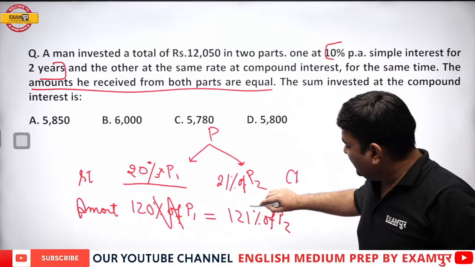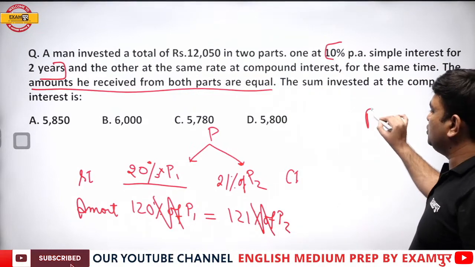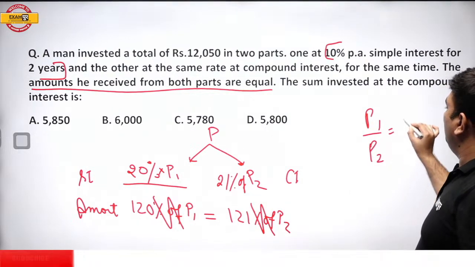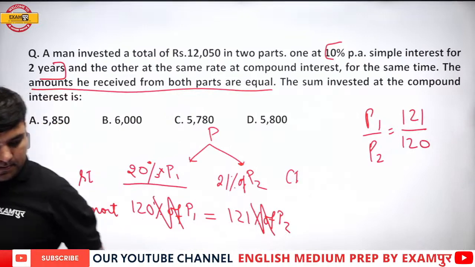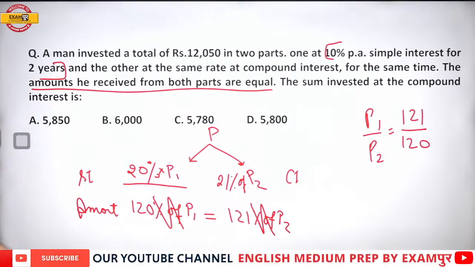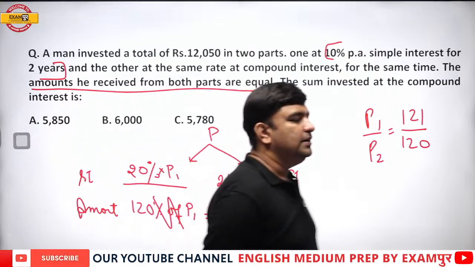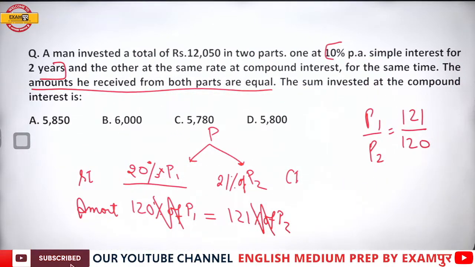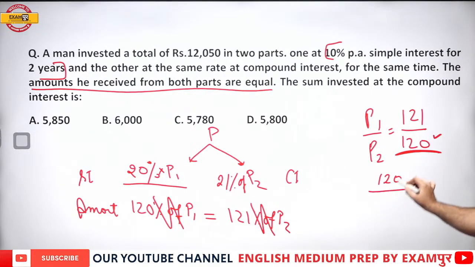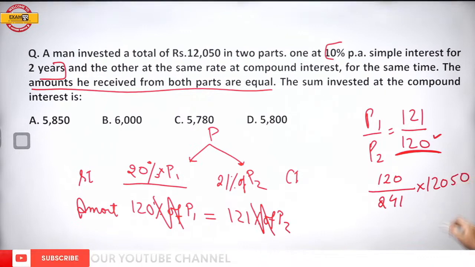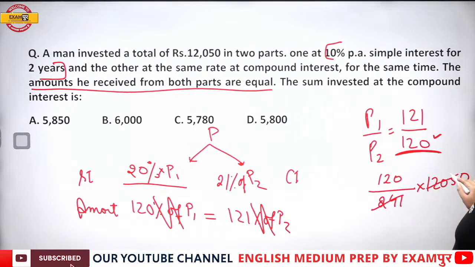Percentage cancels out. So P1 upon P2 is equal to 121 upon 120. So part 1 and part 2 are in this ratio. Compound interest part is 120. So you have to find out the value of 120. So it's 120 over 241 into 12050. This should be a multiple, 5 times.